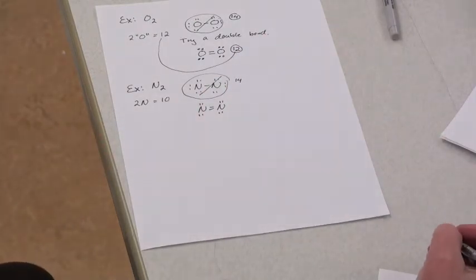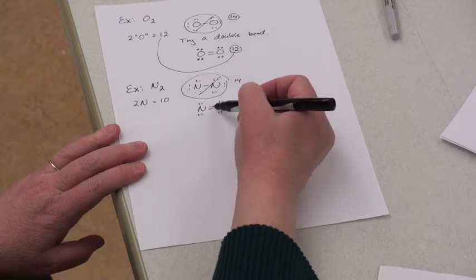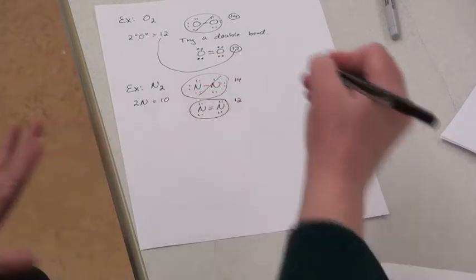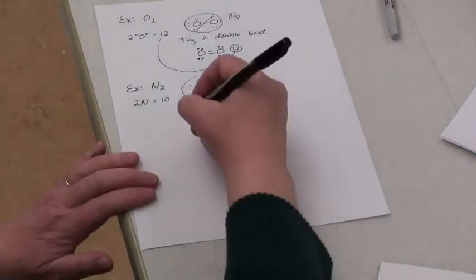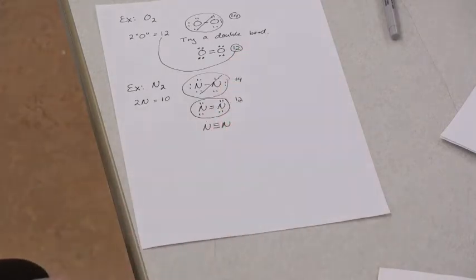Give each atom its 8 valence electrons. 2, 4, 6, 8, 2, 4, 6, 8. So total 2, 4, 6, 8, 10, 12. Just like with the oxygen, that's not enough. So we need to go one more. We'll try a triple bond. Triple bonds are rare, but if you need them, you need them.